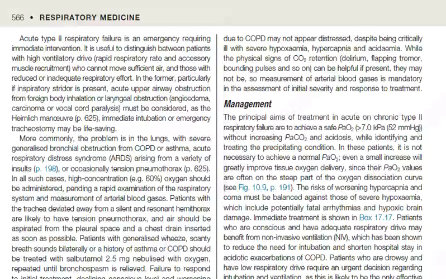Patients with the trachea deviated away from a silent and resonant hemithorax are likely to have tension pneumothorax, and air should be aspirated from the pleural space and a chest drain inserted as soon as possible. Patients with generalized wheeze, scanty breath sounds bilaterally, or a history of asthma or COPD should be treated with salbutamol 2.5 mg nebulized with oxygen.